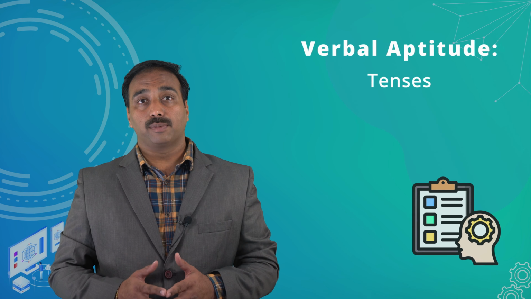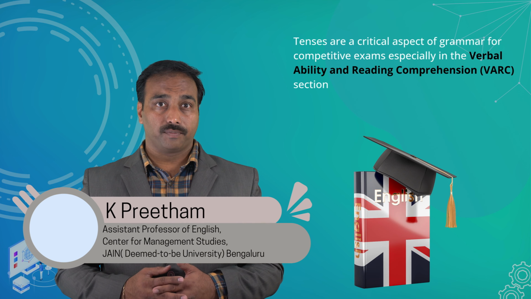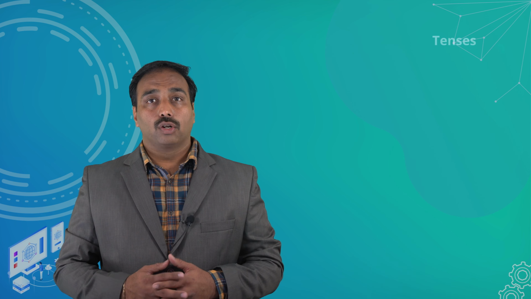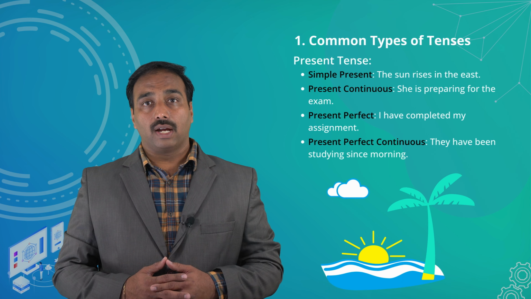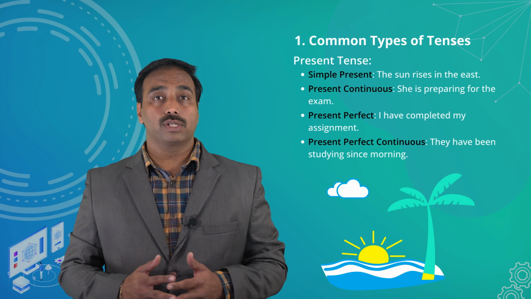Tenses are critical aspects of grammar, especially in verbal aptitude and reading comprehension. Let us break down how to approach tenses. Common types of tenses are present tense. Under that, simple present is used for facts, habitual actions and universal truths.